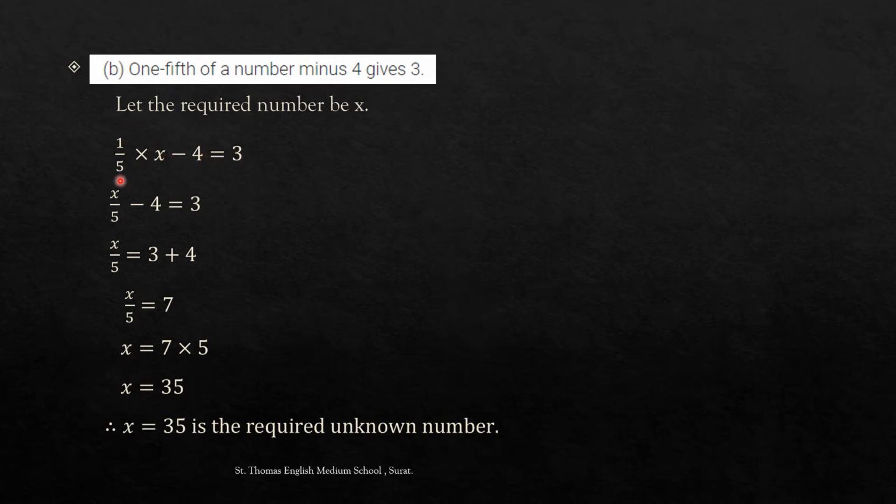Now 1 into x, x by 5 minus 4 is equal to 3. Now this is minus 4. If it goes here, it becomes plus 4. So x by 5 is equal to 3 plus 4. That is 7. Now this is division. If it goes here, it becomes multiplication. So you can write x is equal to 7 multiplied by 5. 7 fives are 35. Therefore, x is equal to 35 is the required unknown number.